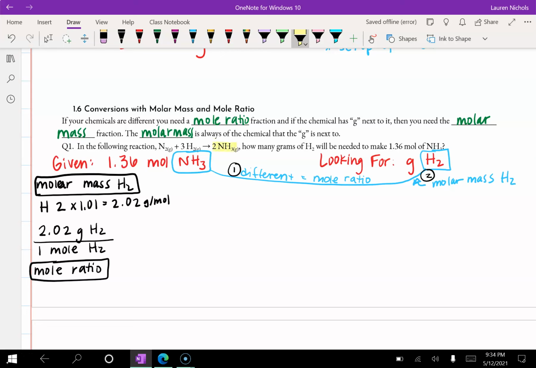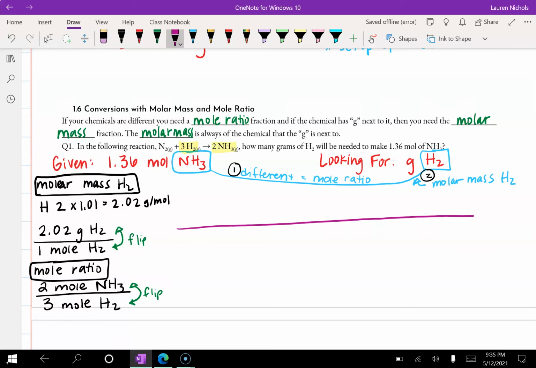So we have ammonia and we have hydrogen. We can ignore the nitrogen because it's not a chemical in what I'm given or in what I'm looking for. And I can say, okay, 2 moles of NH3 over 3 moles of hydrogen. Now remember, for both of these fractions, we might need to flip them. Keep that in mind. We're not sure yet. We know that we need to use that fraction. We just don't know how we need to use that fraction until we set up our T-chart.